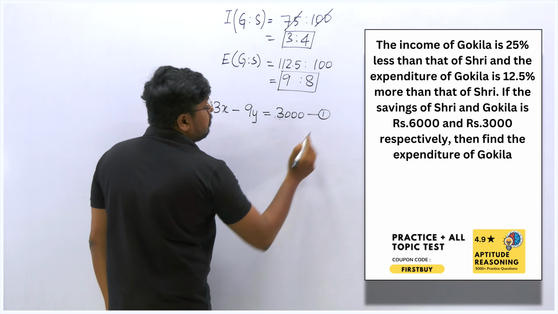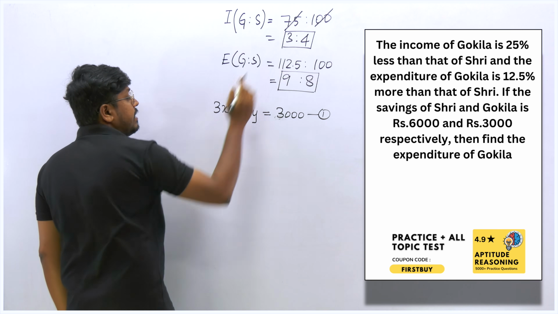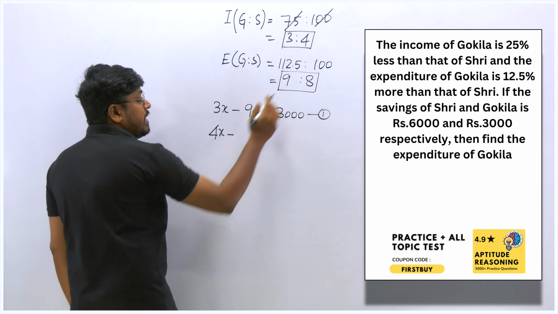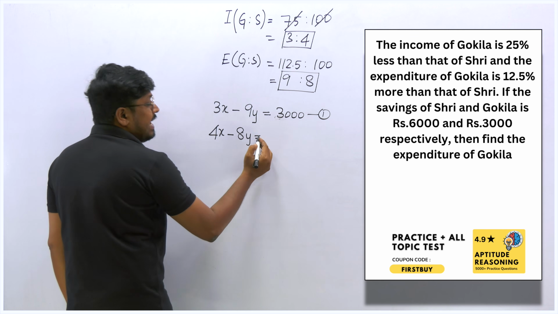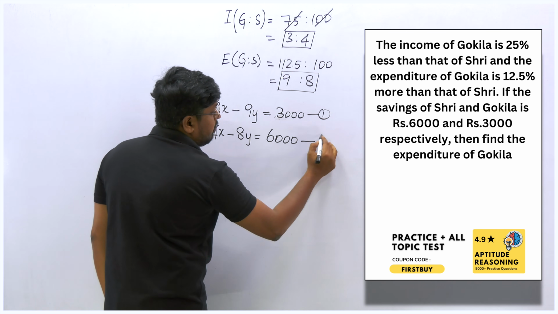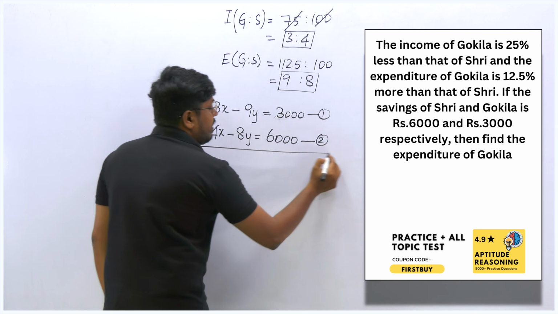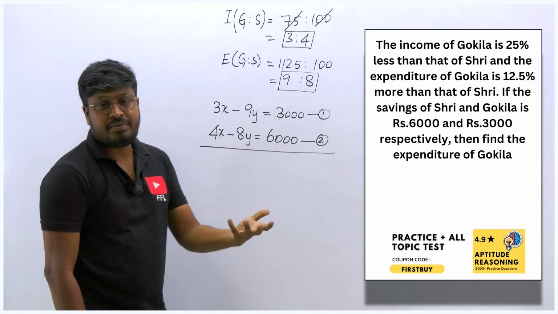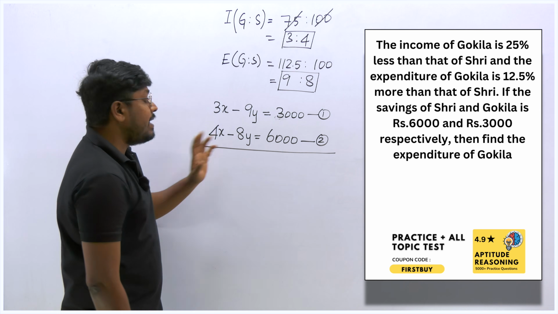And similarly, we can move on to the second point. Second point is Sri. So Sri income will be 4x. Sri expenditure will be 8y, which equals their savings. So savings will be 6,000. This will be point number 2. Now I hope everyone can solve this easily. Just multiply and try to cancel out any of the values. And our target is to find x and y.